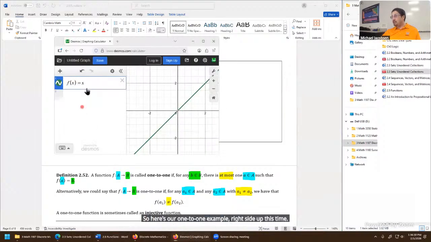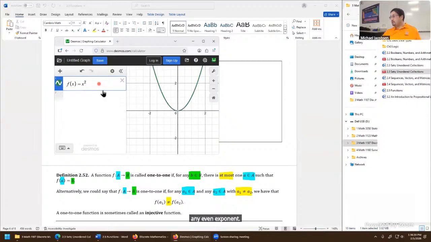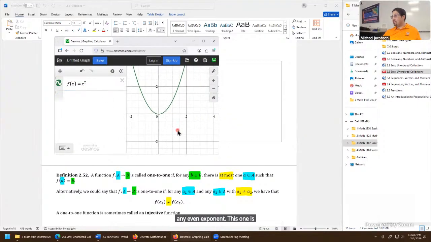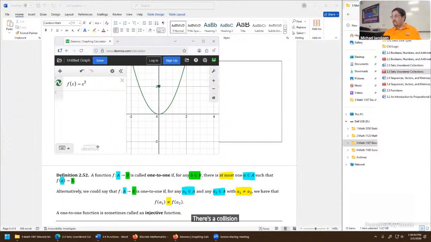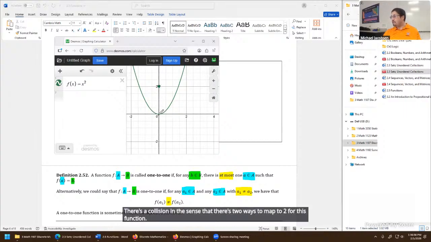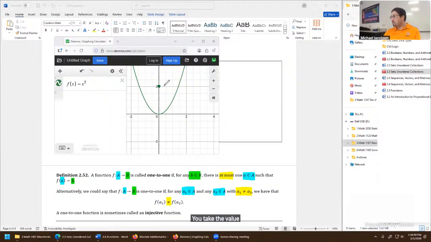Not one-to-one is easy to cause. All you need to do is put in any even exponent. This one is not one-to-one. And here's the trouble. If you're thinking about, say, a domain element, just any one that's easy to see on the graph, let's go with the 2. There's a collision in the sense that there's 2 ways to map to 2 for this function. You take the value square root 2. Here it is. And it will map to 2. Well, this one's negative square root 2.